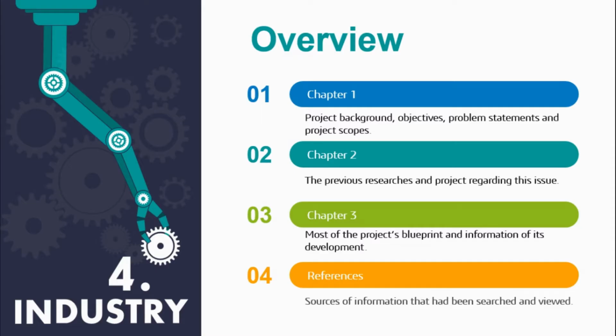Overview. This presentation includes Chapter 1, Chapter 2, Chapter 3, and references. Chapter 1 will mention the project background, objectives, problem statements, and project scopes. Chapter 2 will introduce the previous researchers and projects regarding this issue. Chapter 3 will present most of the project's blueprint and information on its development. References are sources of information that have been searched and viewed. Now, let us start the presentation.